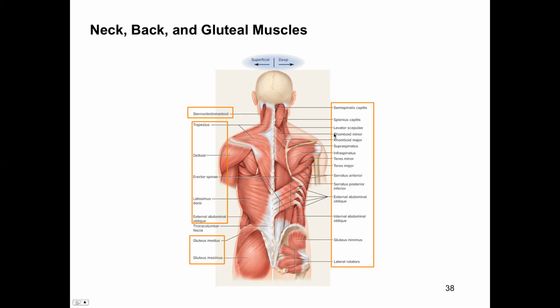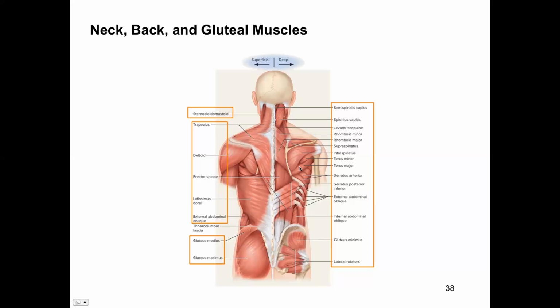You've got your rhomboid minor and major, all right? Look at minor, and then lower than that is major. So again, don't get thrown. It's talking about the size, all right? The major is the bigger one, and the minor is the smaller one, even though the minor is more superior to the major. The same thing with the teres minor and major, all right? The teres minor is the smaller one, but it's superior to the major, all right?